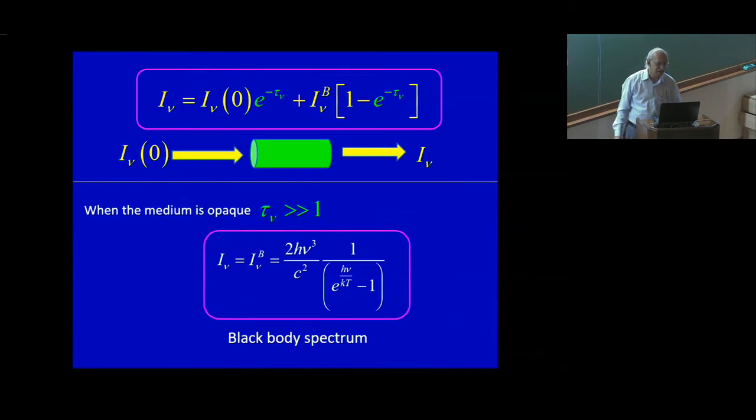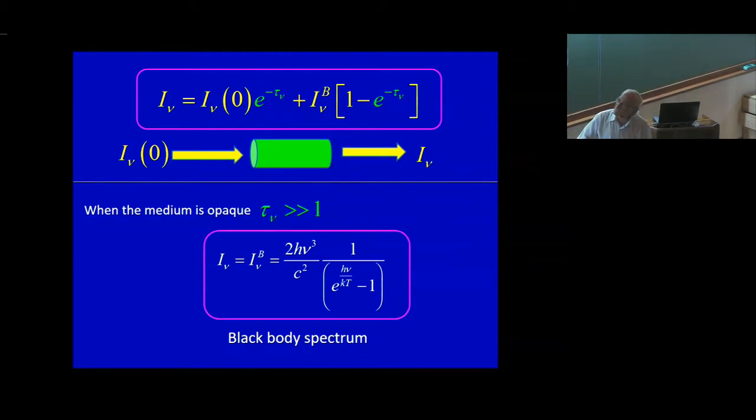Okay? Now, let us look at this equation in various limits. When the optical depth is very small, when the optical depth is very large, and so on. Let us first look at this equation when the optical depth is much greater than 1. So that is the scenario, incident specific intensity. There is a body and there is a specific intensity coming out. And that's the basic equation.